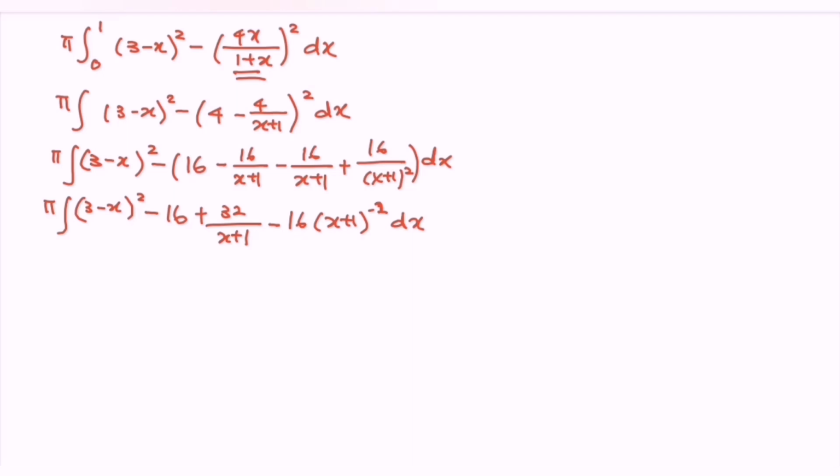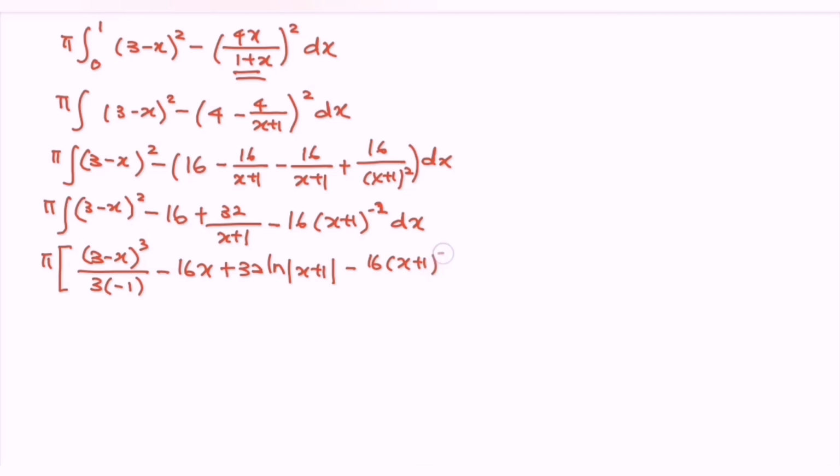Next, what we have to do is integrate the situation. Here we have pi times the bracket: (3 minus x) to the power of 3 over 3. Do you remember? Differentiate the internal function, negative 1. Minus 16x plus 32 ln of x plus 1, minus 16 (x plus 1) to the power of negative 1 over negative 1, with limits 1 and 0.